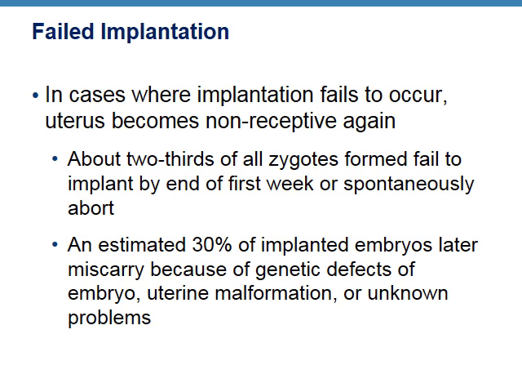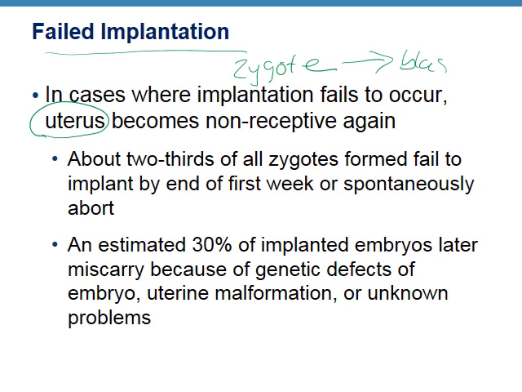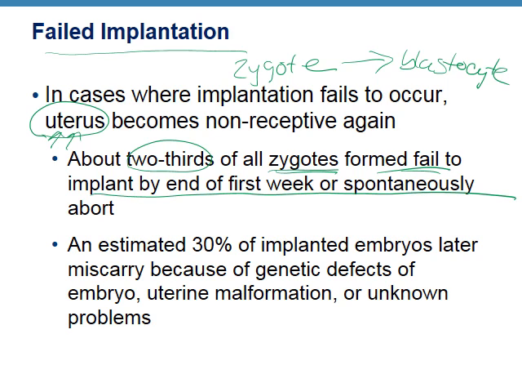Throughout the chapter, hopefully you were thinking about all of the possible breakdowns in this system, right? What could go wrong that would not allow pregnancy to occur? So one of the things to think about is failed implantation. Just because you have fertilization, just because you have a zygote, doesn't guarantee that that zygote is going to continue all of its division to a blastocyst, and it may not implant into the uterus, right? So about 2/3 of all zygotes formed fail to implant by the first week or spontaneously abort.